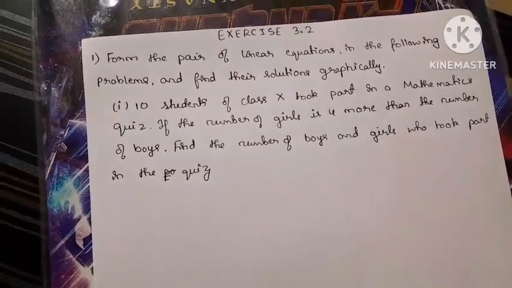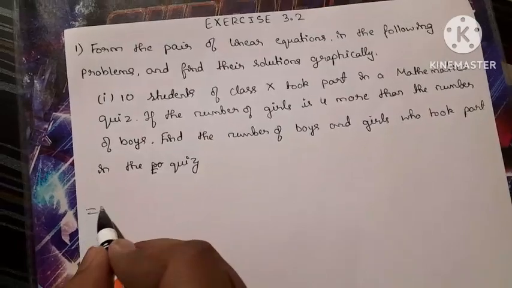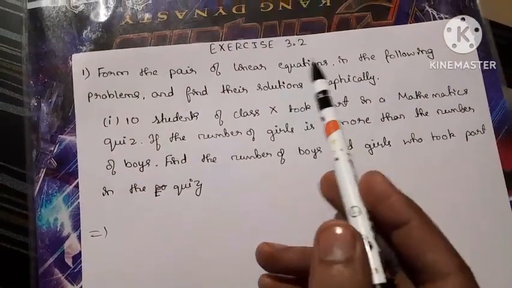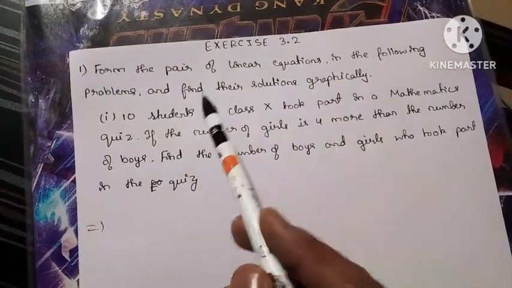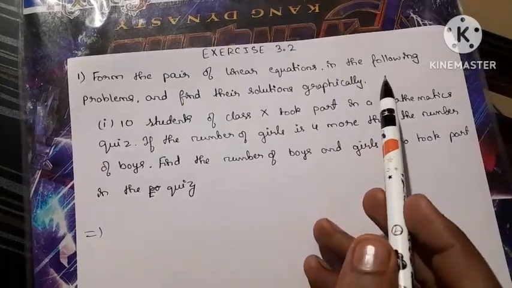So today we'll start with exercise 3.2. Let's see what the statement says. We have to form a pair of linear equations in the following problem and find the solution graphically.